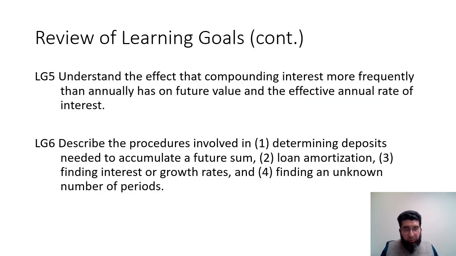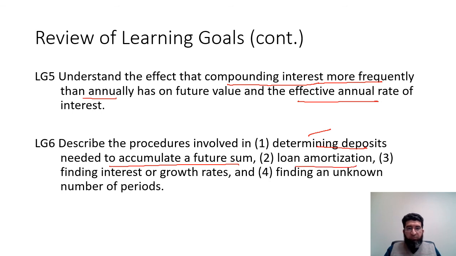So we finish with the time value of money concepts. The final concepts that we have gone through relate to compounding interest more frequently than annually, and the effective annual rate of interest. We also looked at different applications of time value of money, such as determining deposits needed to accumulate a future sum, which uses the future value of annuity formula, loan amortization, which uses the present value of annuity formula, and then growth rate, which is CAGR, and finding an unknown number of periods in formulas.